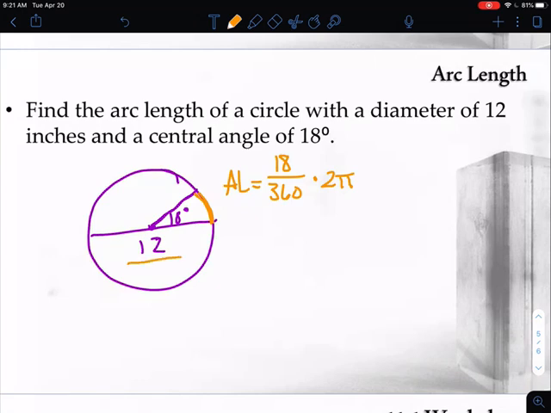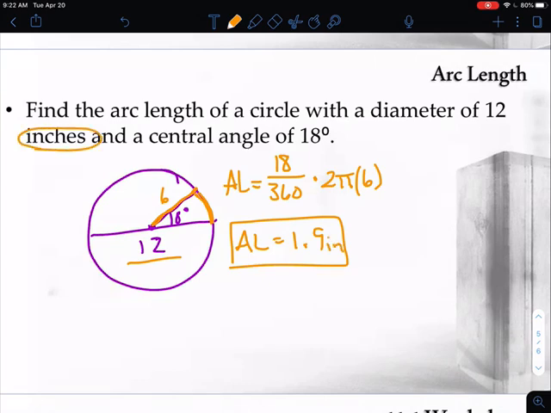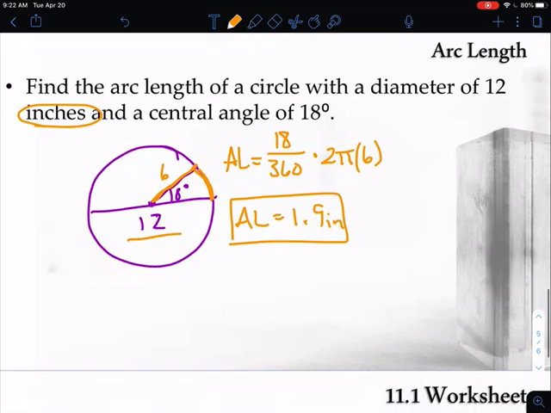Now here's the other thing I have to think about. They gave me the diameter is 12. That means when I made this central angle, I created a radius, which would be 6. That's what I'm going to plug into my formula, 2 times pi times 6, my radius. Now if I put all that into my calculator, I take 18 divided by 360 times 2 times pi times 6, and I end up with an arc length of about 1.9 if we're rounding to one decimal place. I can even go a little further because they told me I'm measuring in inches, so my arc length would be 1.9 inches.